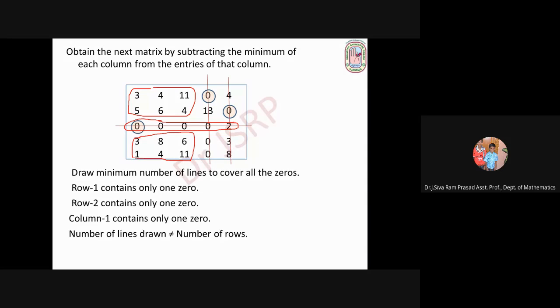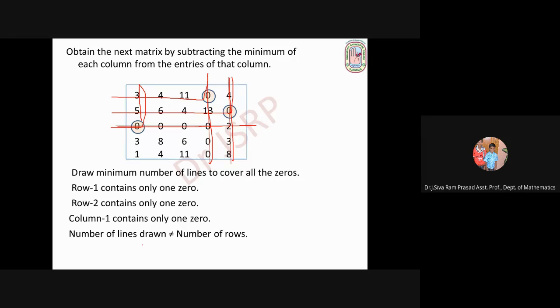So observe how many lines we have drawn. Only 3 lines. That means we have made only 3 assignments. Actually, we have to make 5 assignments, 5 jobs to 5 persons. So A is assigned to the 4th person, B is assigned to the 5th person, C is assigned to the 1st person. So we have made only 3 assignments.